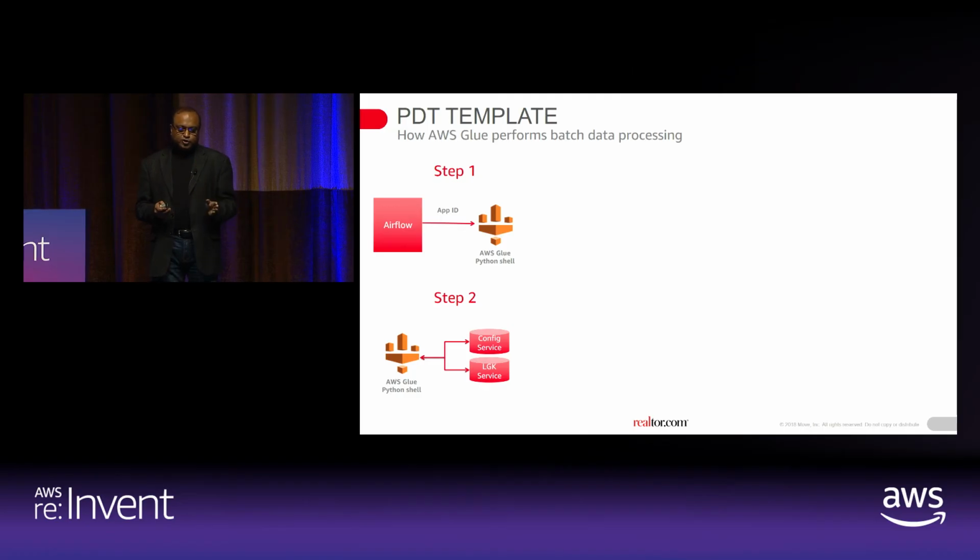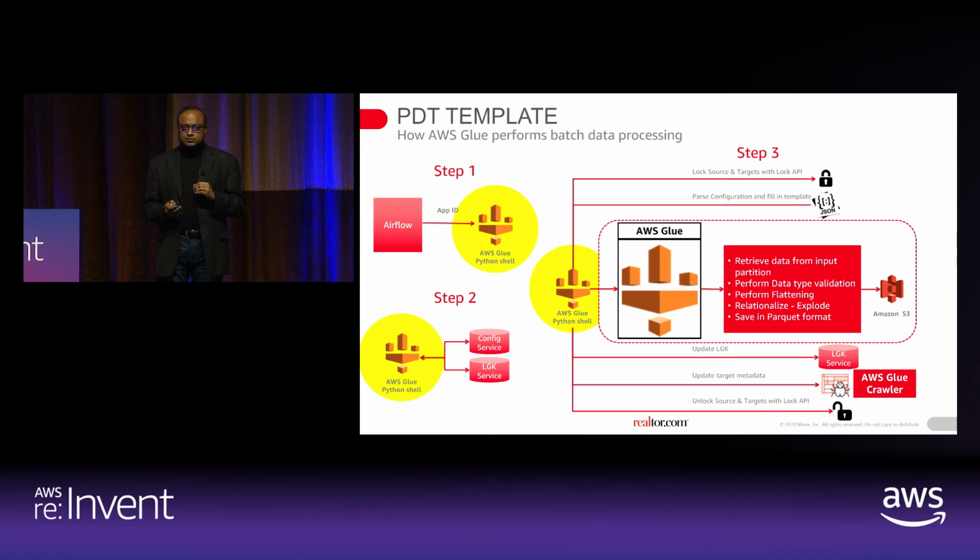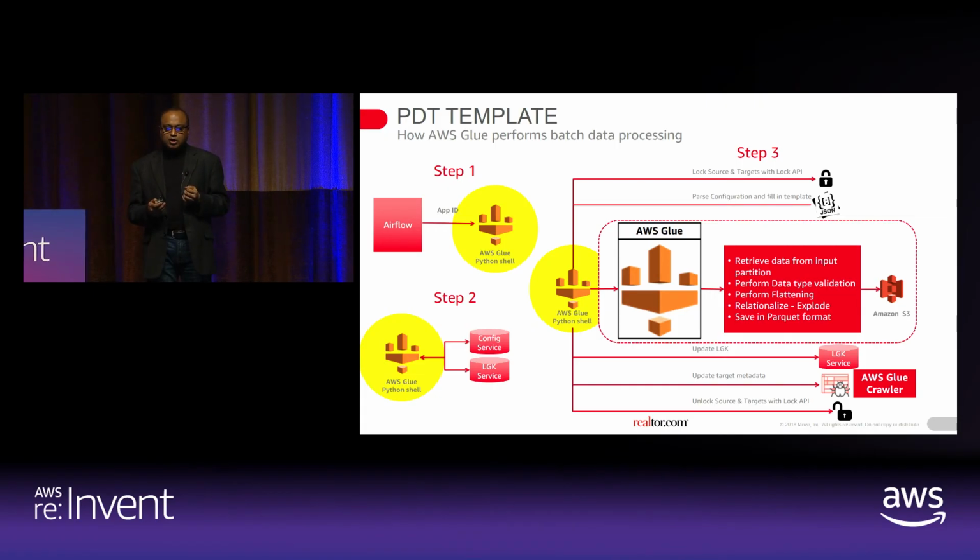From Python shell, we do exactly what we used to do from ECS: call the config service and the last good key service, lock the source and target, and run all the things using Glue. This is where we need a bigger cluster, and hence we're going with Glue, not Python shell. These are the three areas where we were on ECS. Now with serverless, we are going beyond having to stand up our ECS node. Instead, we just go straight and use Python shell.